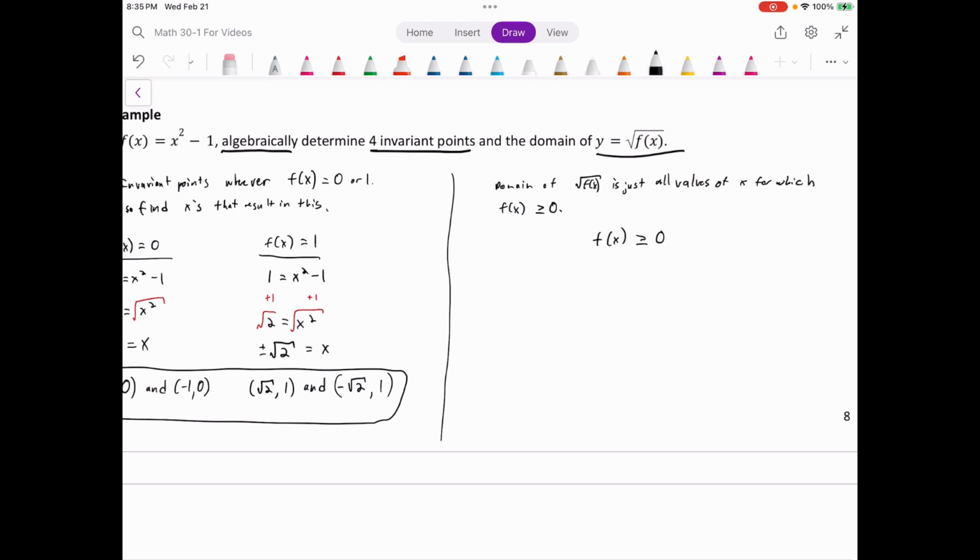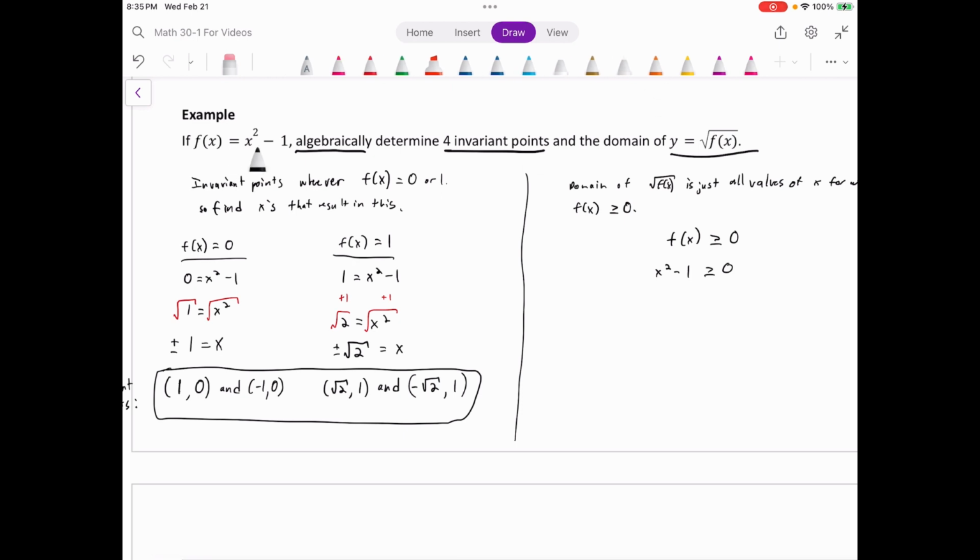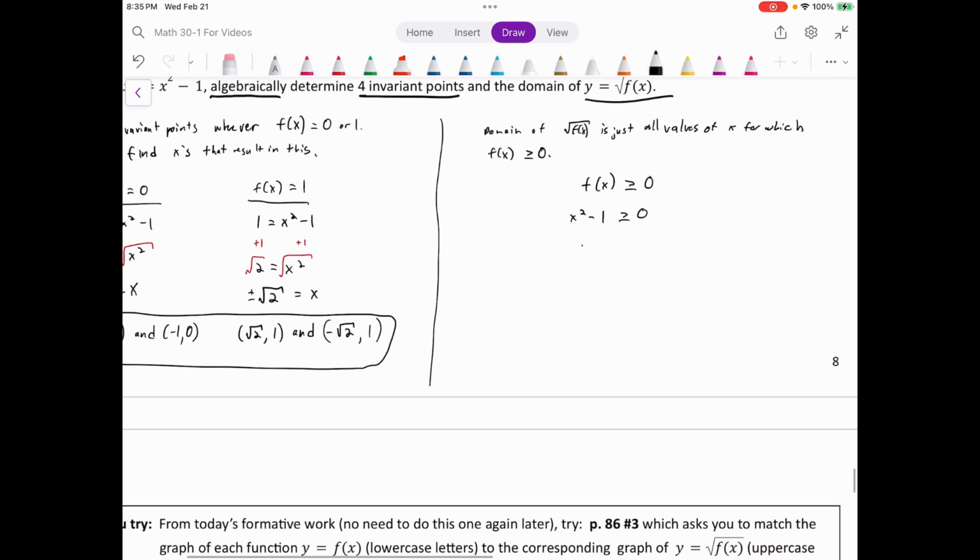Where is f of x greater than or equal to 0 is just where is x squared minus 1 greater than or equal to 0? Because x squared minus 1 is what f of x is equal to. So where is x squared, add 1 to both sides, greater than or equal to 1? Okay, and now we would take the square root of both sides. Now, in doing that, we are opening up 2 possibilities, right? There's the negative option and the positive option, right? So we kind of have to branch off into 2.